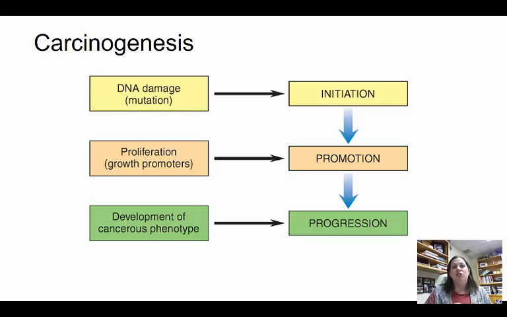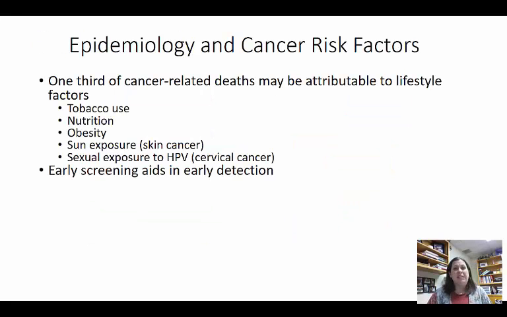If that tumor starts to progress and starts invading other areas, this is where we see progression. This is the development of the cancerous phenotype, which means that we're going into that malignant type of characteristic. Cancer is the second leading cause of death in the United States. It's only beaten out by heart disease right now at the moment.